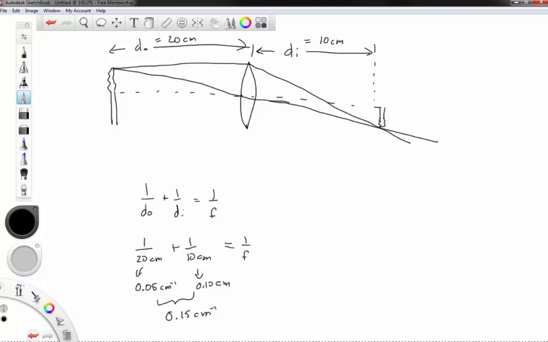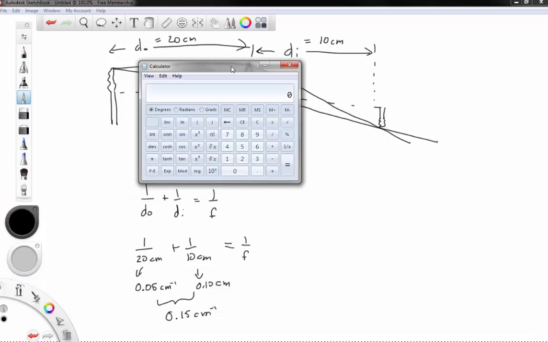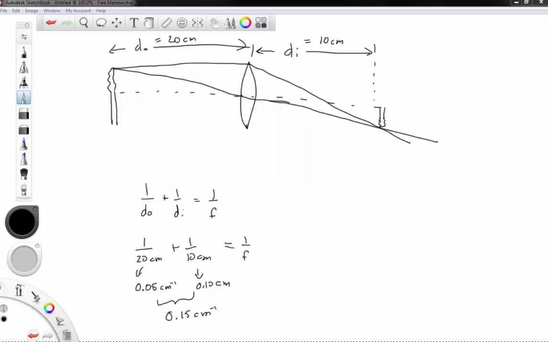So basically what we do now is we calculate the focal length by inverting. If you want, we can do the whole thing on the calculator. 20, and if you invert it you get 0.05. That's where this guy comes from. Plus, and then we invert the 10, that gets you the 0.15, and we invert that, and it's 6.6 repeating. So that means that the focal length right here is about 6.7 centimeters. So we just found what the focal length is based on where the object and image locations are.